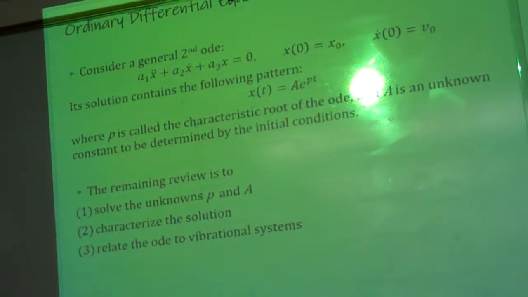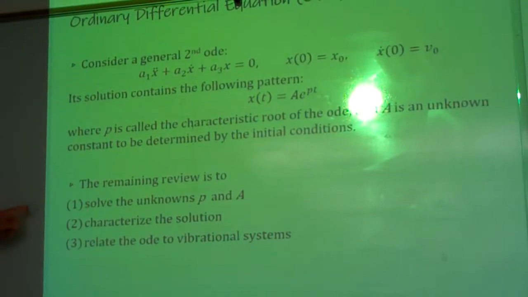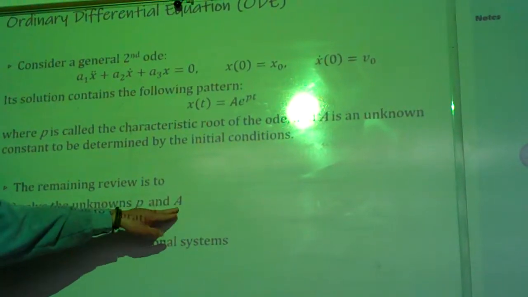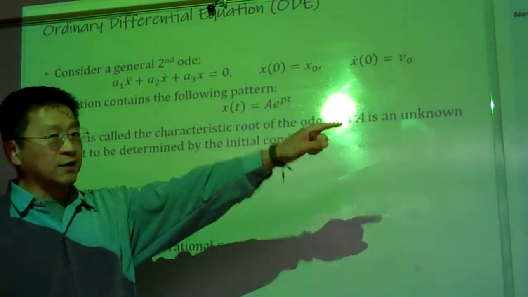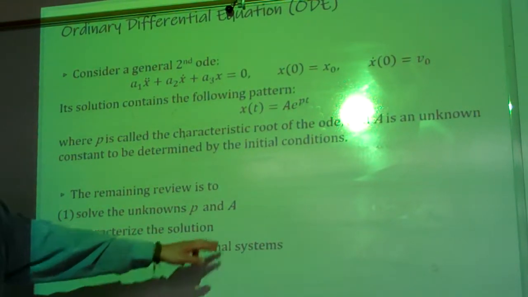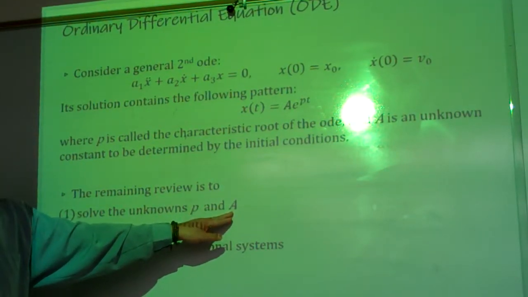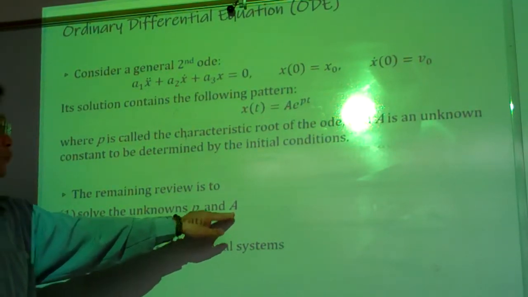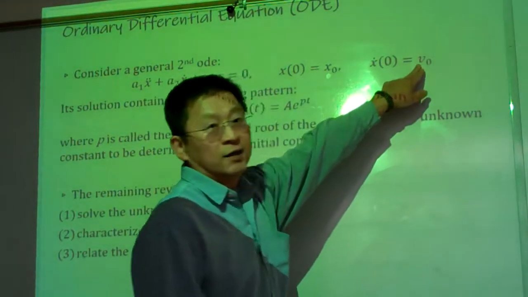Before we do that, let me move on to the slides. The remaining review is how to solve for P and A. P is shown there; you simply solve the characteristic equation for P. And for A, we're going to use examples to demonstrate that A basically relates to the initial conditions.